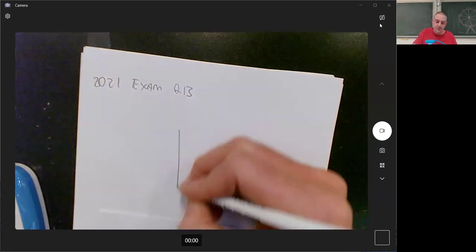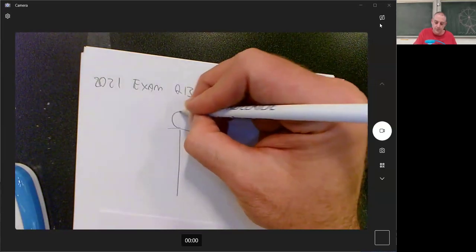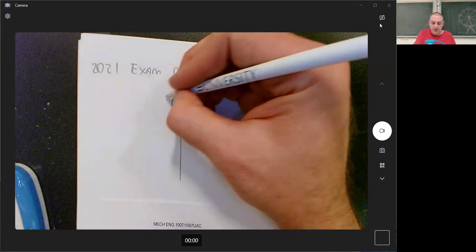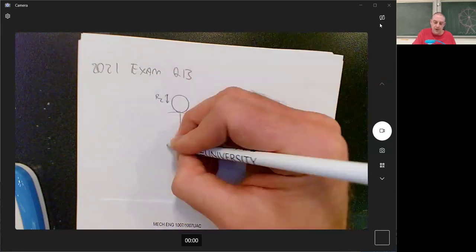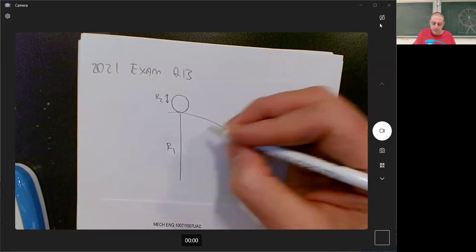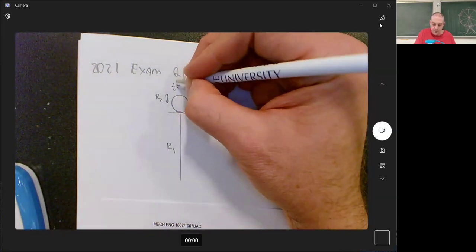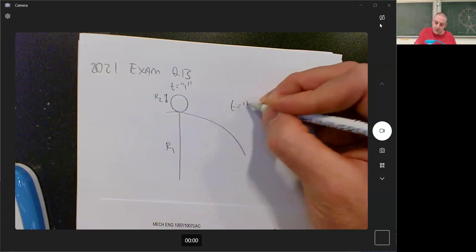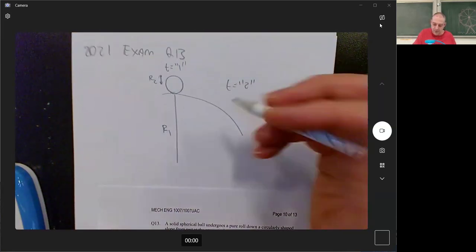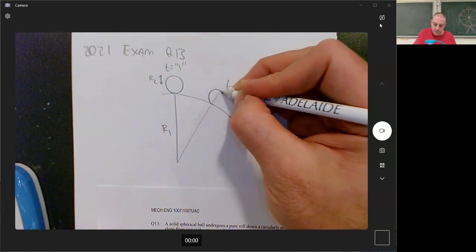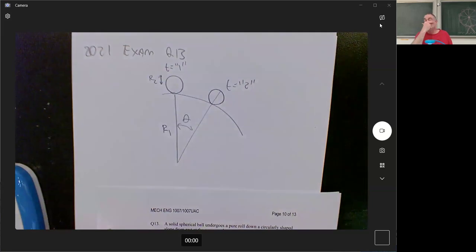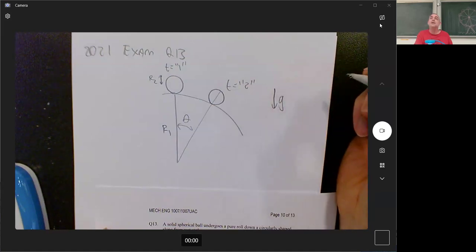I'm going to copy this picture. That seems like an appropriate thing to do. So that's what it looks like at time number 1. And they're saying that the radius of the ball is R2 and the radius of the circle it's rolling down is R1. And then this is time number 1. And over here at time number 2, which is not necessarily at 2 seconds, now it's here. And it's rolled along this a distance of theta. And they're telling me that it's doing that because of gravity. Okay.